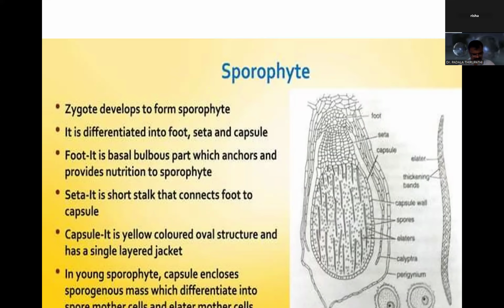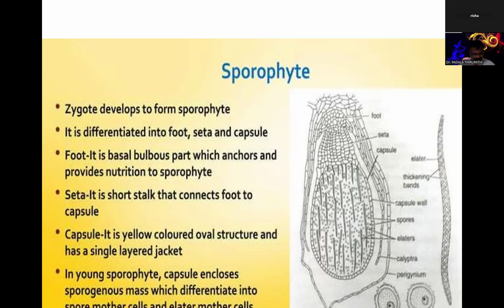Next, after fertilization, the zygote is formed. That zygote develops into the embryo. Zygote always develops into embryo. The zygote is diploid, and the embryo contains meristematic cells, all of which are diploid. Afterwards, the embryo will differentiate into foot, seta, and capsule.